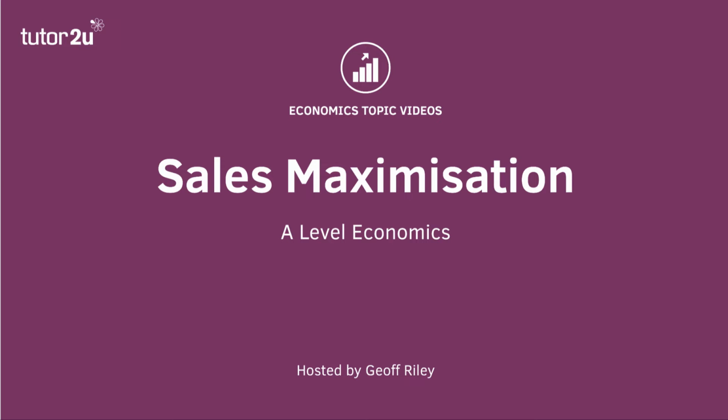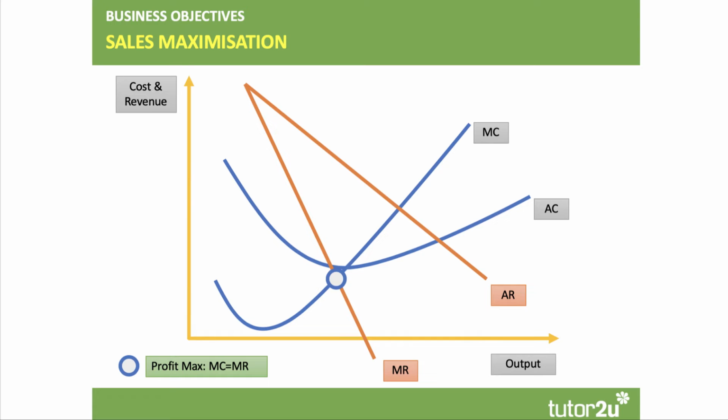Okay, hi there and welcome to another video on business objectives. We're going to focus for a few minutes on sales maximization and take you exactly through what you need to learn. So sales maximization is an alternative business objective to profit maximization.